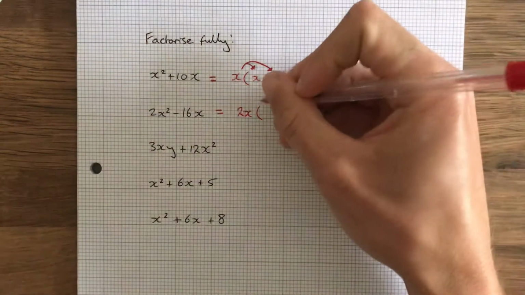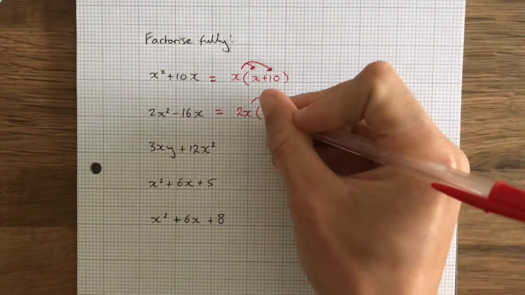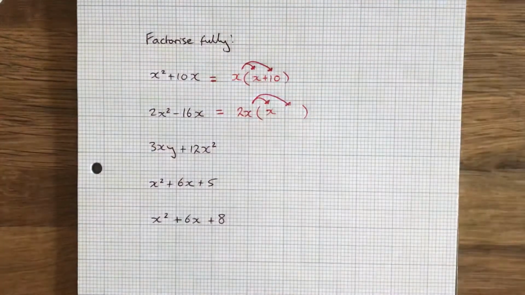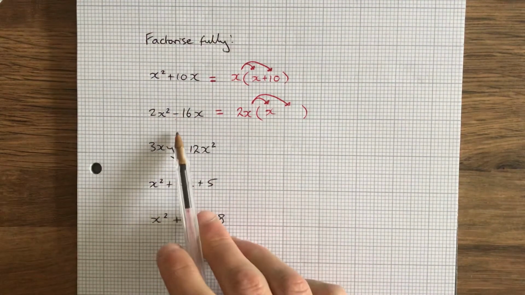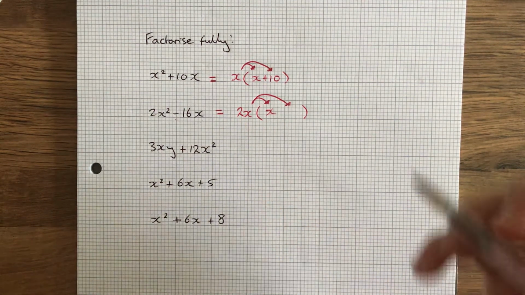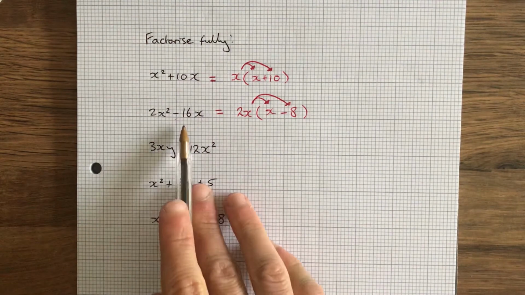Now 2x times by something gives us 2x squared. That must be x. And 2x times by something will give us negative 16x here. We can treat that as a negative, so there would need to be negative 8 to give us what we've got here.